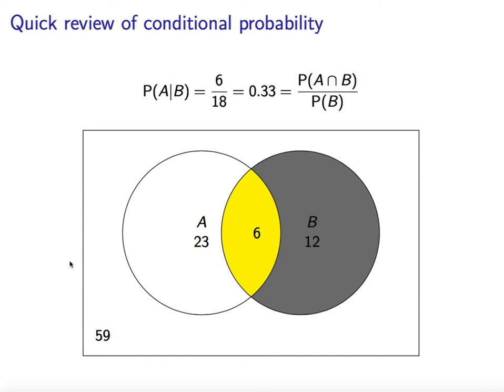And so there are 6 plus 12 trials, or 18 trials, where B occurred. And so out of those 18 trials where B happens, we will observe A in 6 of them, or about a third of the time.